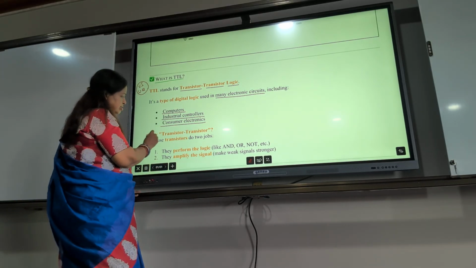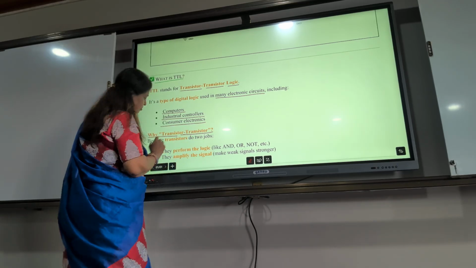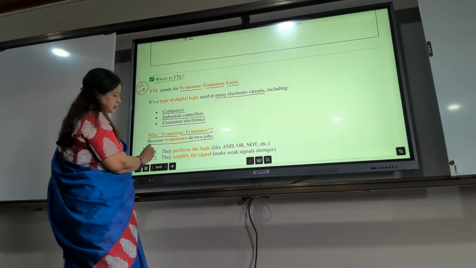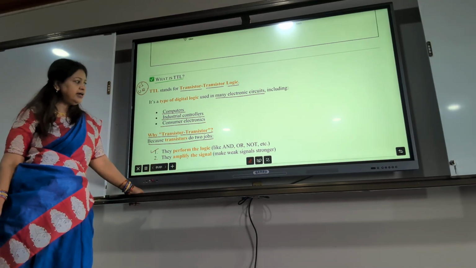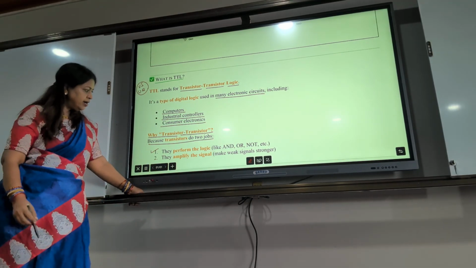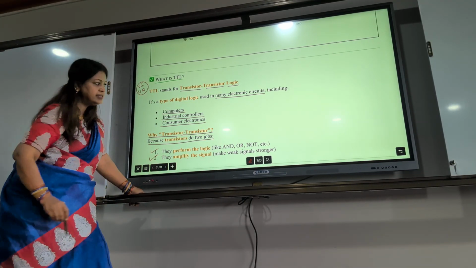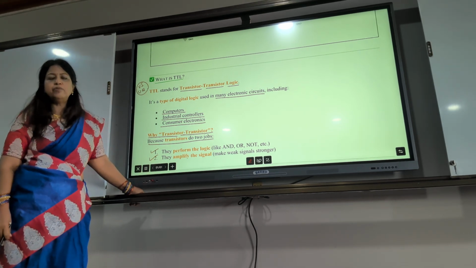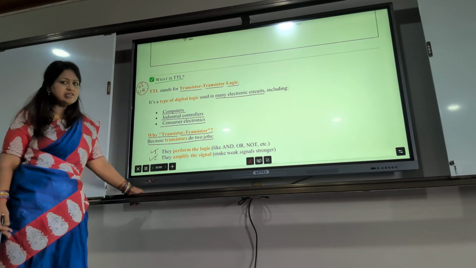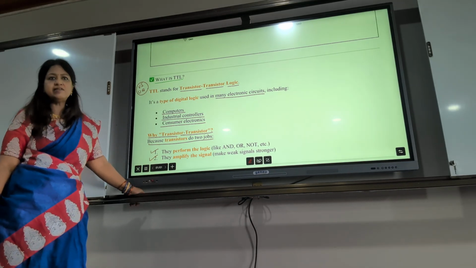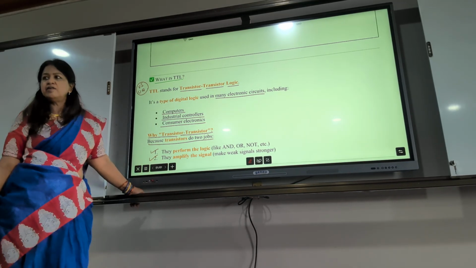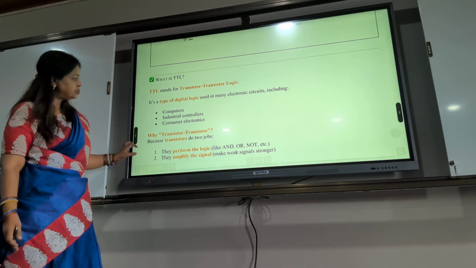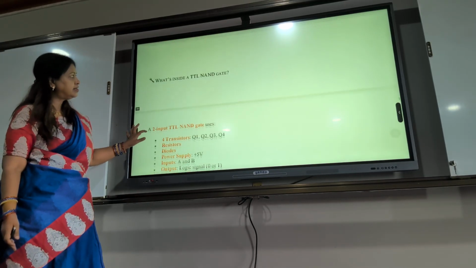So why transistor logic? Because a transistor can do two jobs. They perform logic like AND or NOT, and they can also amplify signals. They can work as a Boolean function as well as amplify the signal, because a transistor acts as an amplifier, right? Because of this advantage of transistors, we are using them.